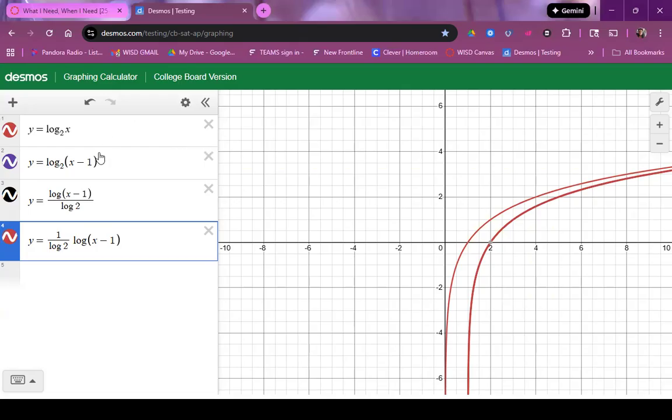So that is why when you have a log of any base that is a horizontal translation, if you use change of base, it's going to become a common log dilation with a translation. Does that make sense? All these are equivalent forms.